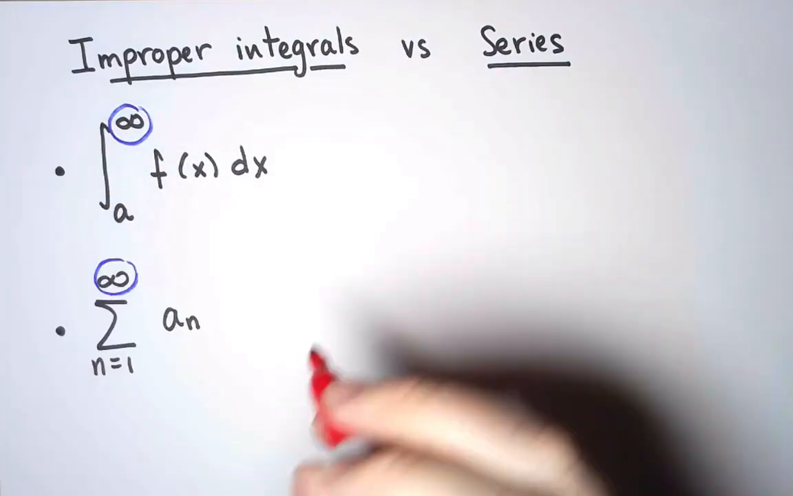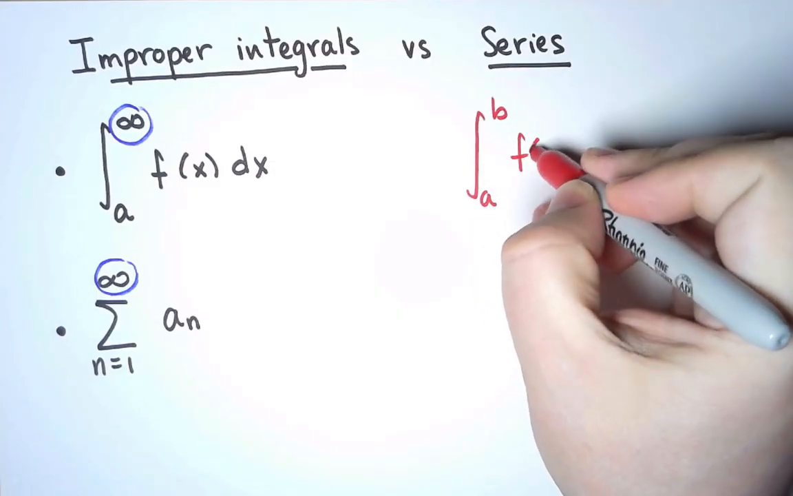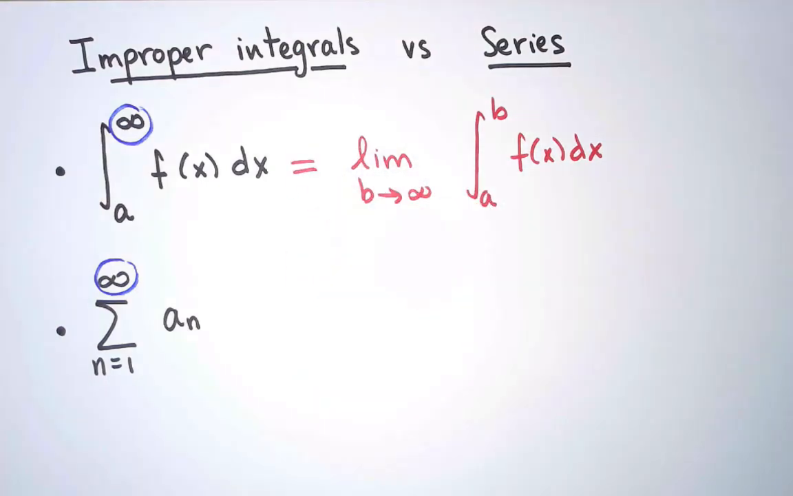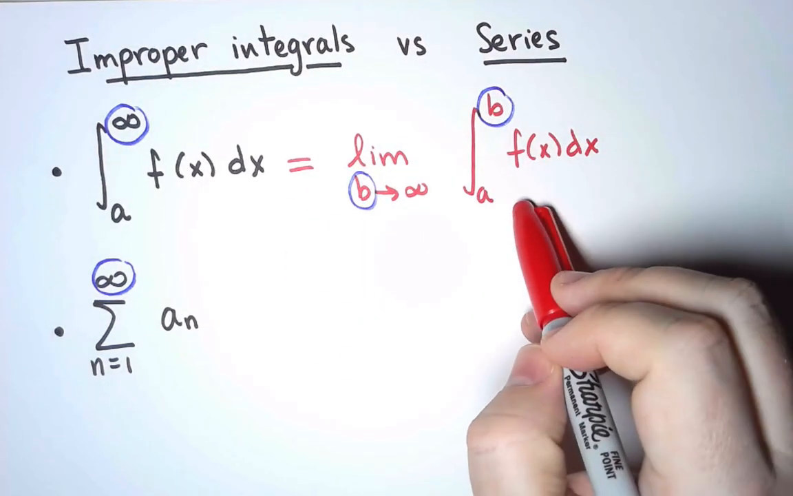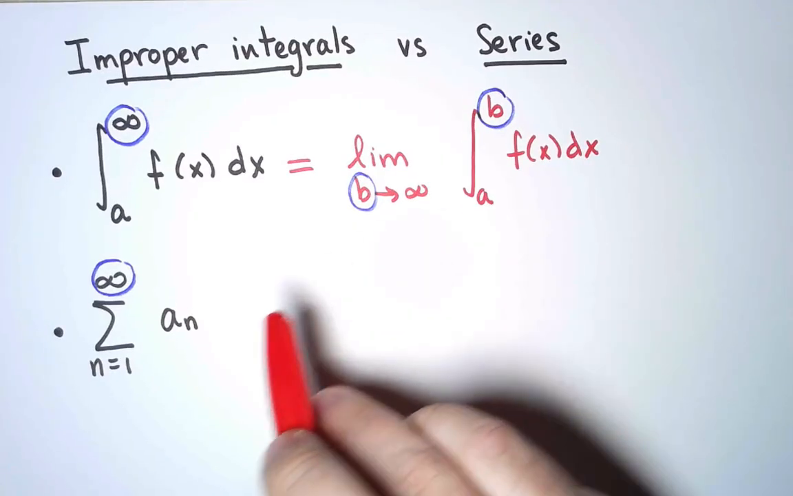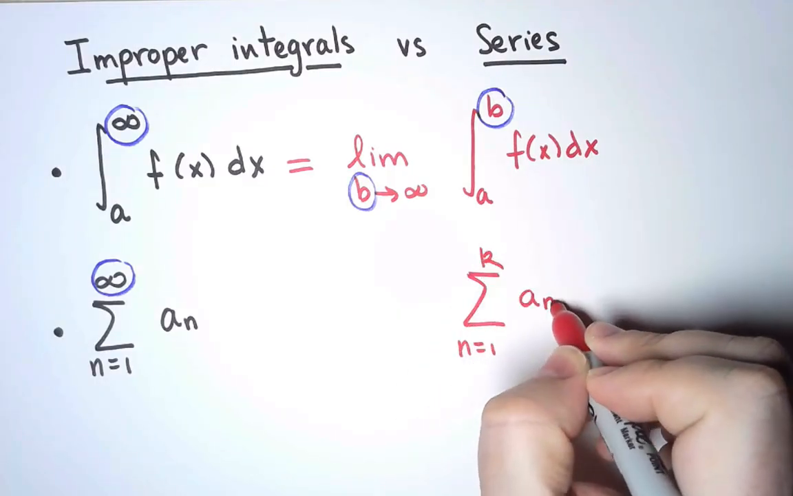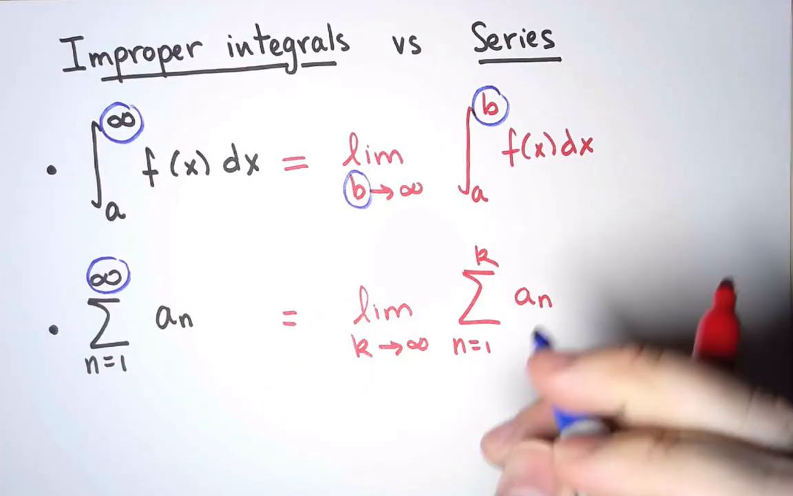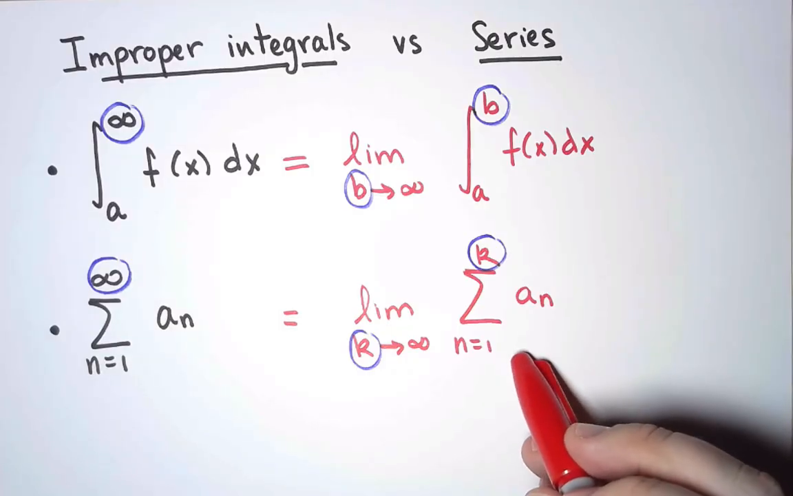The way I define an improper integral like this one is by first computing a regular proper integral from a to b, and then taking the limit as b approaches infinity. So I define an improper integral as a limit of proper integrals because proper integrals are the ones I know how to compute, and then the limit may or may not exist. Similarly, the way I define an infinite sum is as a finite sum. Then I take the limit as the number of terms I add approaches infinity. So I define an infinite sum as a limit of finite sums because finite sums are the ones I know how to compute.